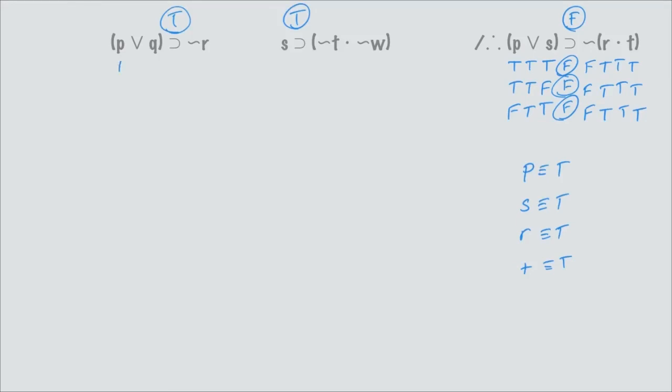So I know P is true. Now R here is true, but the negation makes it false. So I'm going to go right and put down false under the negation just to save myself time. Q, I don't know yet, so I haven't picked, right? I have P, S, R, and T. S is true. T, again, with not T, T is true, so not T is false. And I still haven't picked a value for W, or not W.